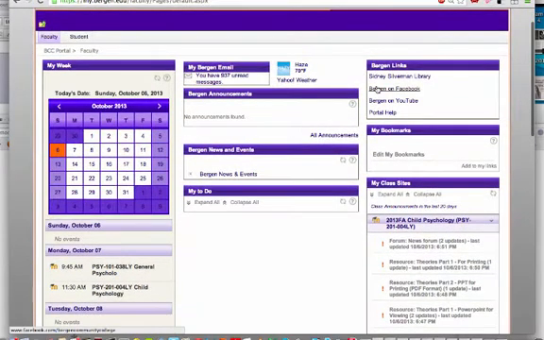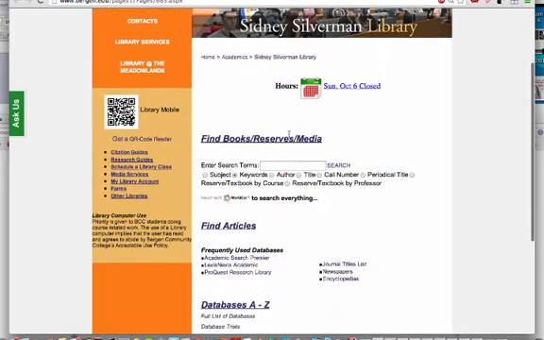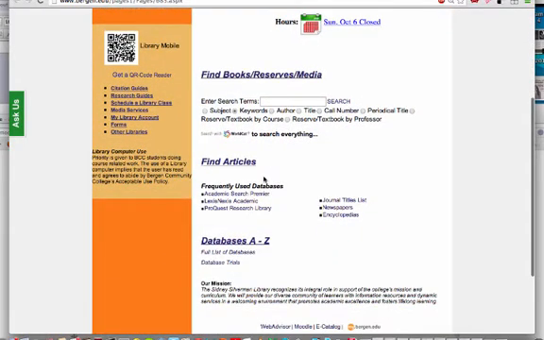So I wanted to show you how to find scholarly journal articles. First way to do this is to go to my.bergen.edu, sign into your personal website. Then you're going to go to the library, Sydney Silverman Library. I want to go to frequently used databases.